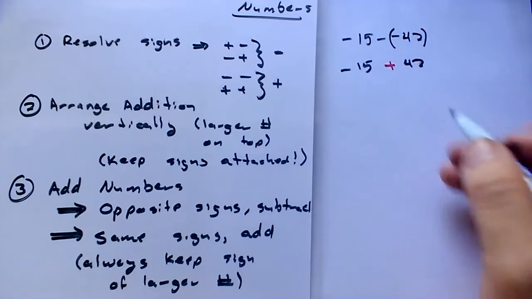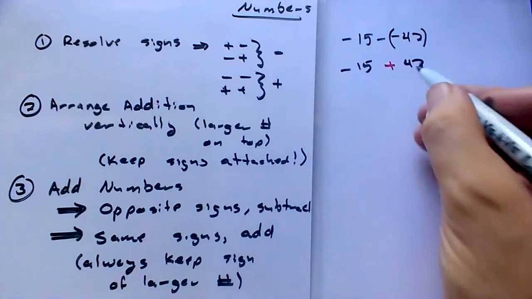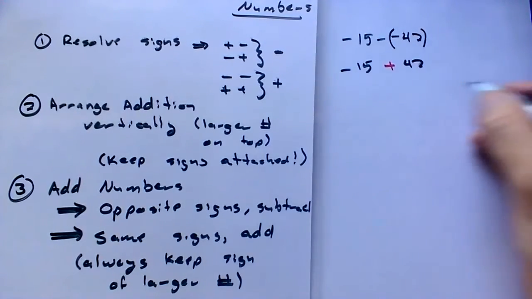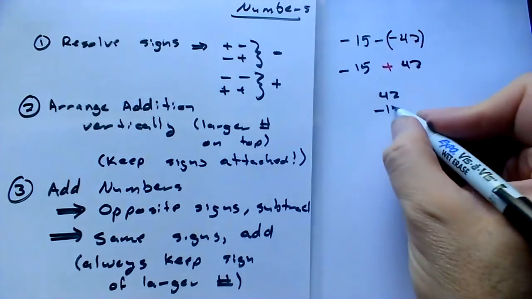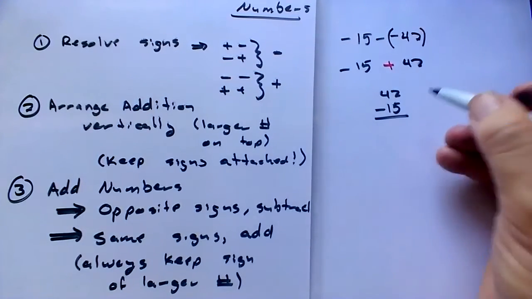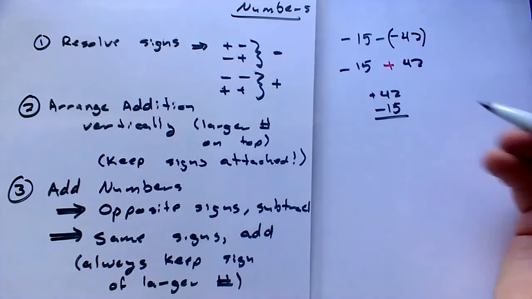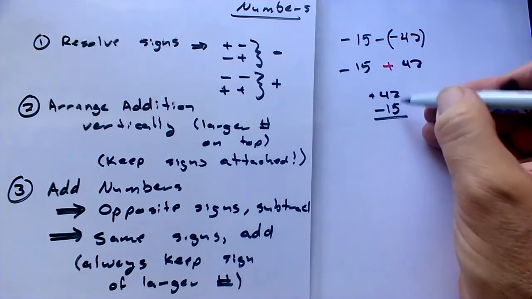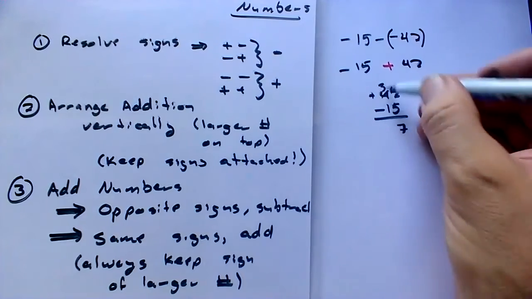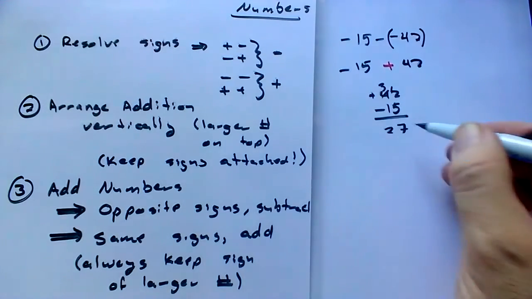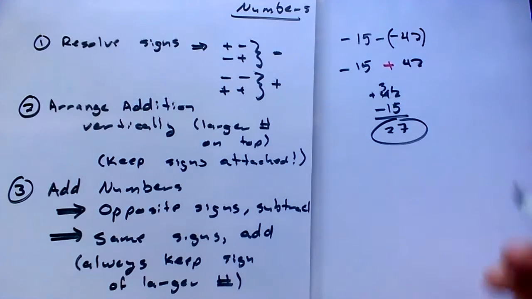Now I'm going to arrange. So I've resolved my double negatives to a single plus. Now I'm going to put my larger number up top. So I've got 42, my smaller number down below, minus 15, and these are opposite signs. I'm going to subtract. I can't take 2 from 5. I'm going to borrow. 12 minus 5 is going to be 7. 3 minus 1 is 2. My larger number here was positive, so my whole answer here is a positive 27.